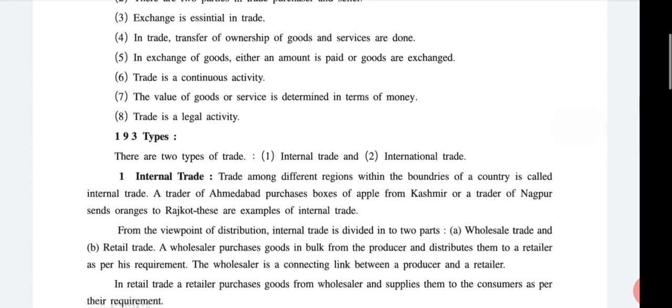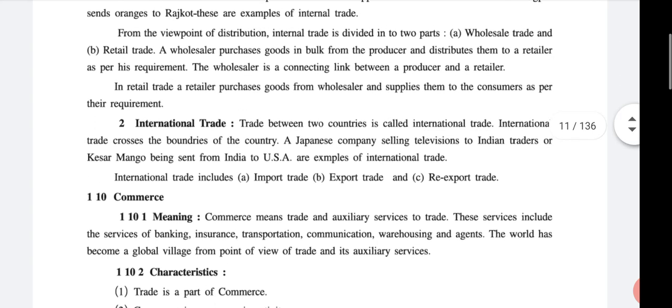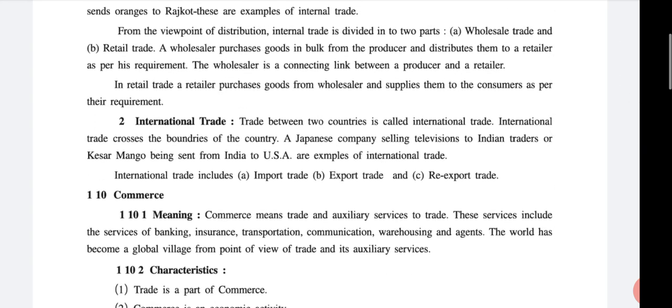Internal trade means trade within the boundary of the country, among the different regions. Internal trade is divided into two parts: wholesale trade and retail trade. Wholesalers purchase goods in bulk from the producer, and are also the connecting link between the producer and retailer. Then international trade: trade between two countries is called international trade. For example, Kesar mango being sent from India to USA is international trade.